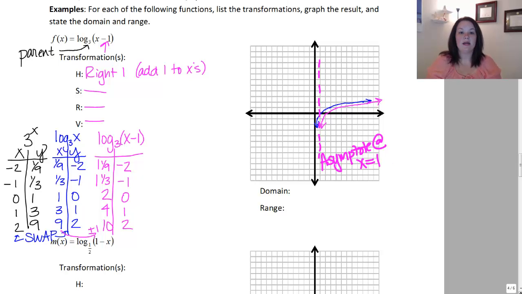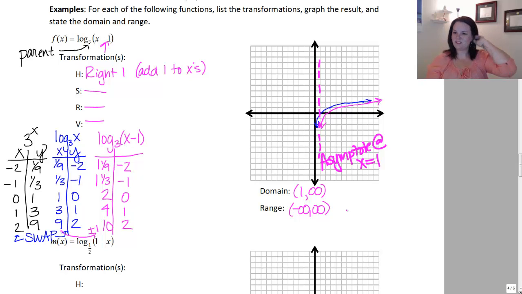Okay, and then I'm going to go ahead and write my domain and range based on my new pink function. So notice the furthest to the left I can go on this picture is 1, and I'm going to use a parenthesis because it won't ever touch or cross that asymptote line. And then it keeps going out to the right, so from 1 to positive infinity. And then my range is going to be from negative infinity to positive infinity because it's going to keep going down, getting closer to that asymptote, and it's going to keep going up.